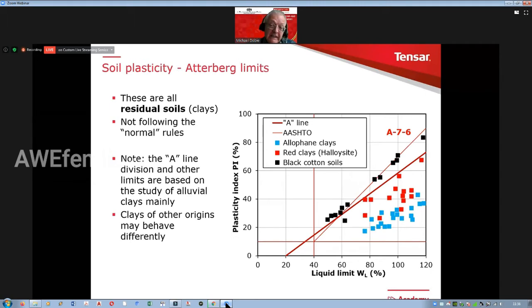The point is that the red clays and the allophane clays plot well below the A line, but they are clays. So the point here is that the derivation of these ideas has come principally from alluvial soils. And sometimes those distinctions don't apply very well to soils with other origins. So we need to be aware of that when we look at this data. So if you took a look at that blue material and said, oh, that's a silt, in this particular case, you would definitely be wrong.